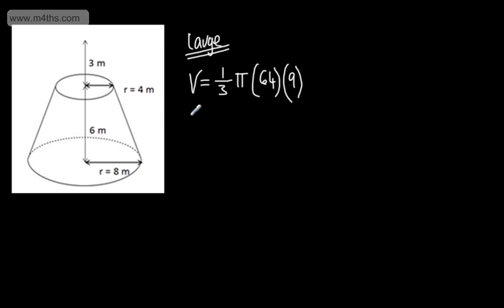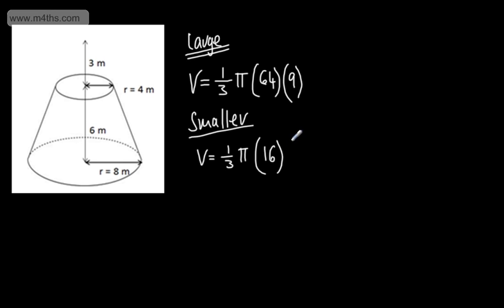What we're going to do is now subtract the smaller cone, the top of it, and that will leave us the frustum. So the volume of the smaller one will be 1/3 pi, then we're going to have r squared, and the r squared is going to be 4 squared, which is 16, multiplied now by the height.